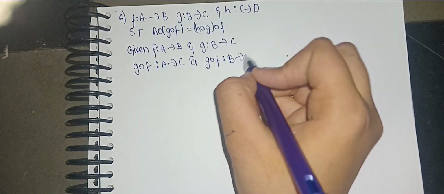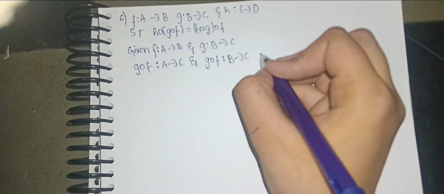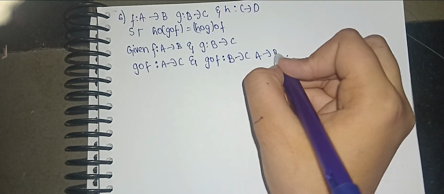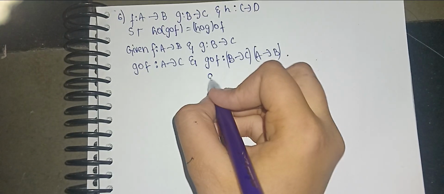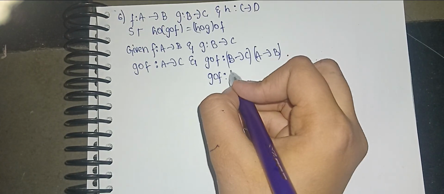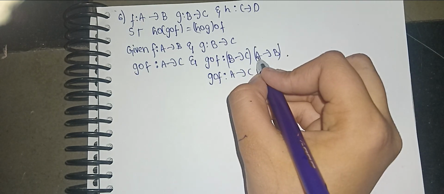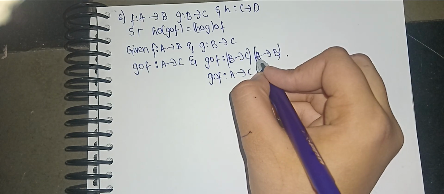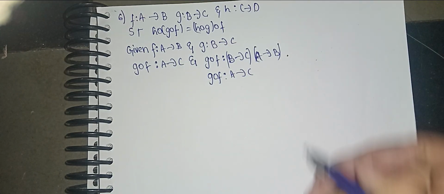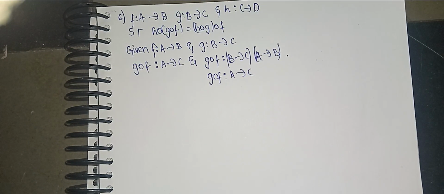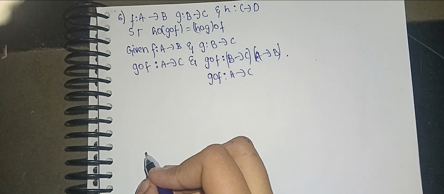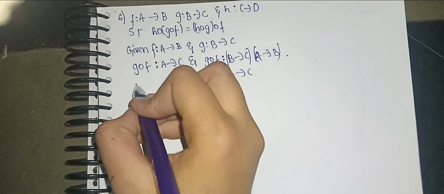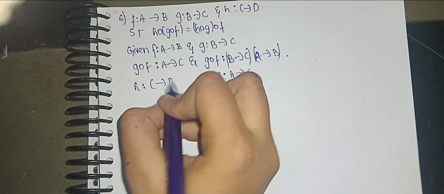Because g is b to c, and what is f function? A to b. Here b will cancel and it is a to c. First a came, c. Before arrow a comes, so we have to put it before arrow. Okay, h. What is h? C to D.